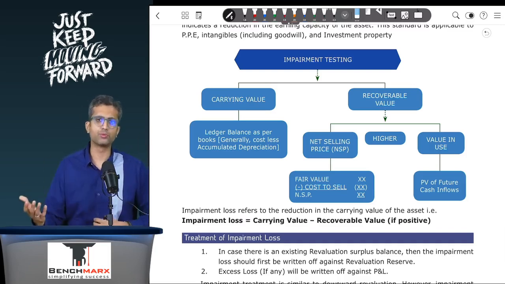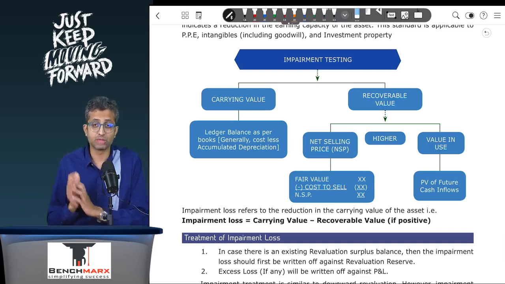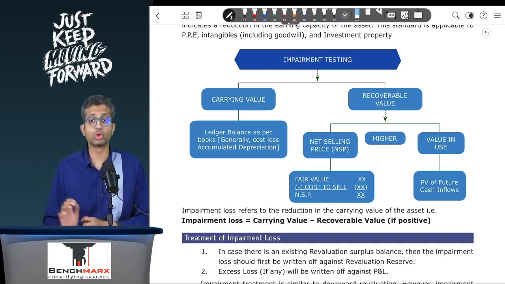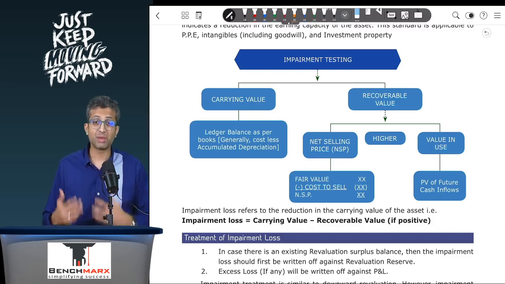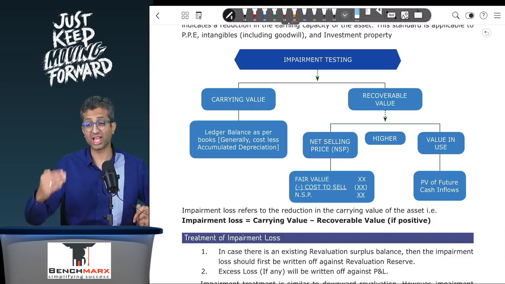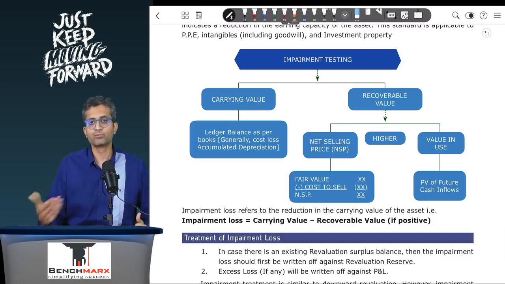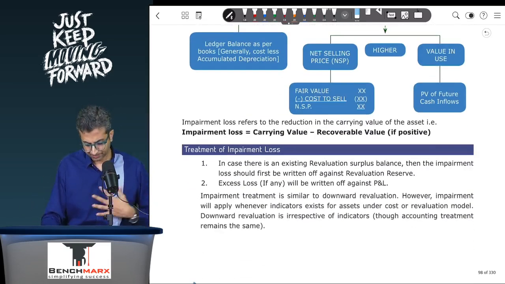Now how do you account for impairment loss? It will first be adjusted against the balance in the revaluation reserve, if any, and the excess, if any, will go to the profit and loss account. Impairment, one needs to remember, is a reduction in the carrying value of the asset, and hence if the carrying value of the asset falls, that is what you treat as an impairment.